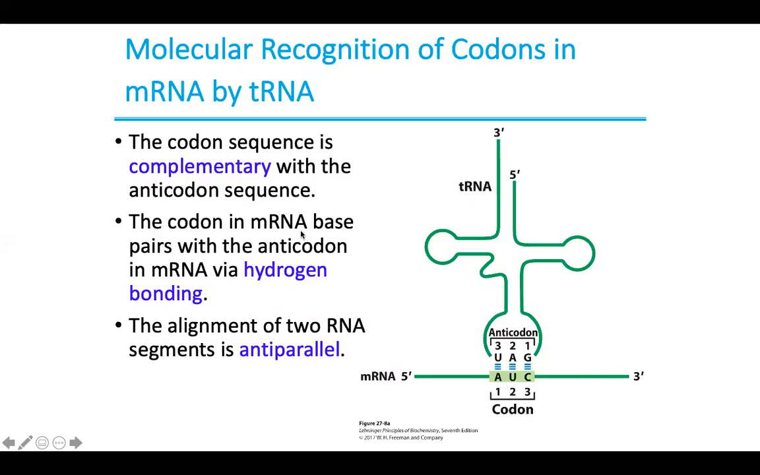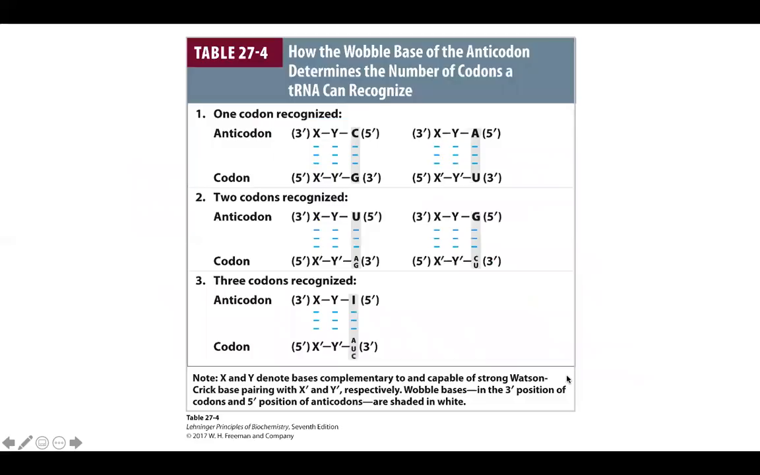The codon in the mRNA base pairs with the anticodon in the tRNA by hydrogen bonding. So the tRNA has this anticodon and it hydrogen bonds with the codon in the mRNA. Again, the codon is found in the mRNA, the anticodon is in the tRNA. So the alignment of the two RNA segments is anti-parallel.